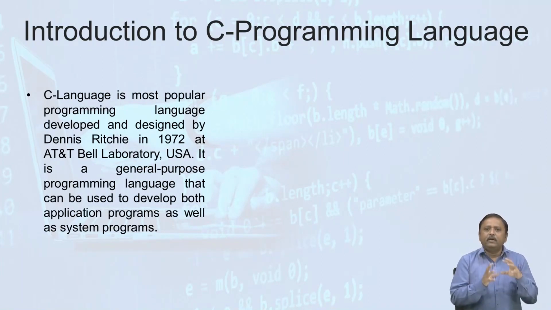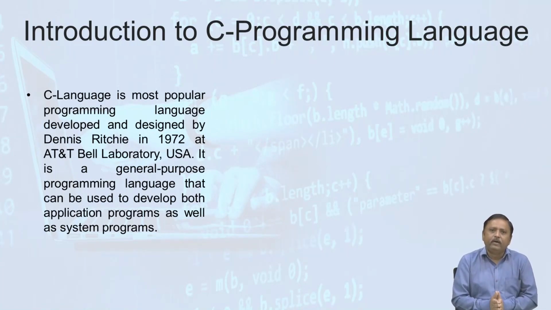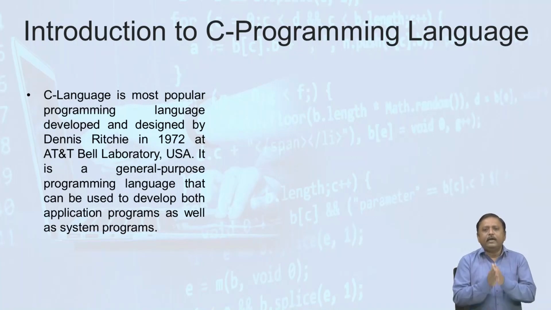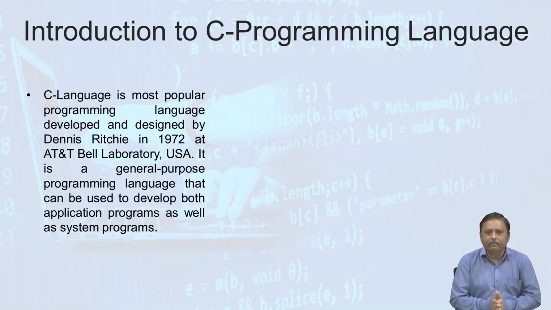Some language provides facility to write specific type of programs, but C provide facility to write all kind of program, whether it is an application program or whether it is a system software which closely interact with hardware. So it is considered as a general purpose programming language and can be used for all kind of programs.